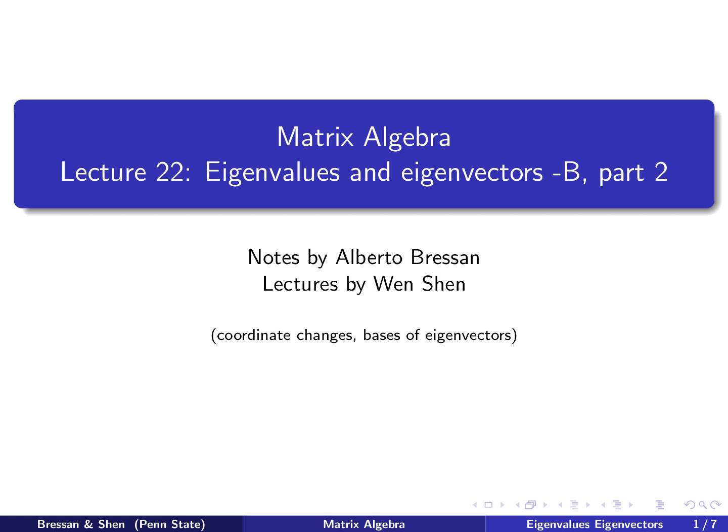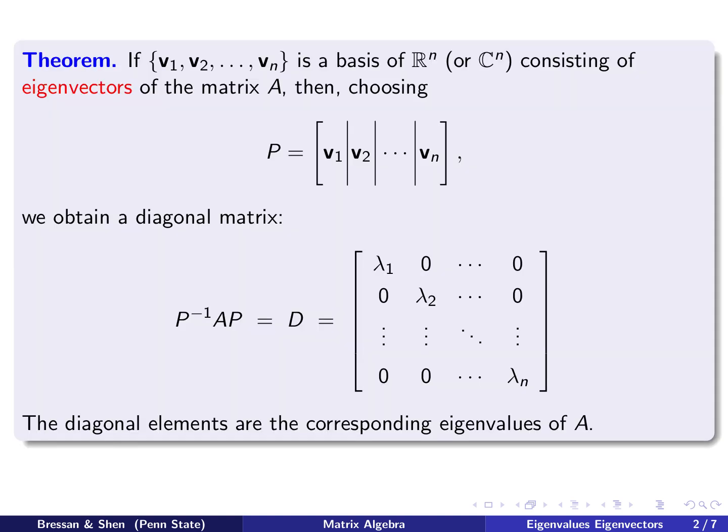This is lecture 22, part 2. This is the second lecture on the topics of eigenvalues and eigenvectors. In this part of the lecture, we'll go through coordinate changes and in particular using eigenvectors as basis of the new coordinate. Let's get started.